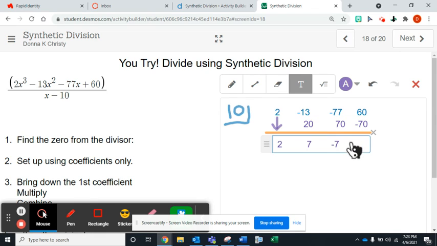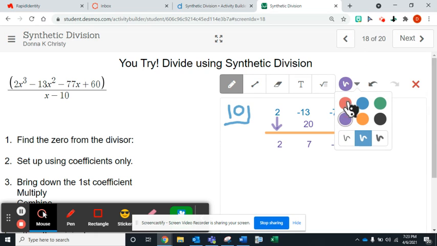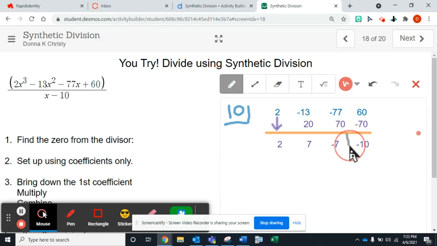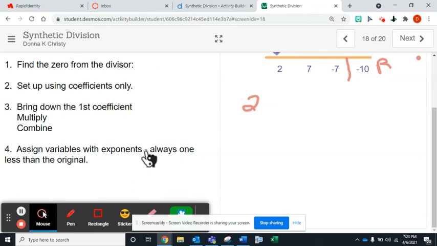And then we combine those. We're going to get negative 10. Now, it's really weird that a lot of these problems have a remainder of 10. That is not always going to be 10, by the way. So, now, remember, this is our remainder. That's important. Now, let's see how you did. So, we're going to bring down the 2 and put the variables in.